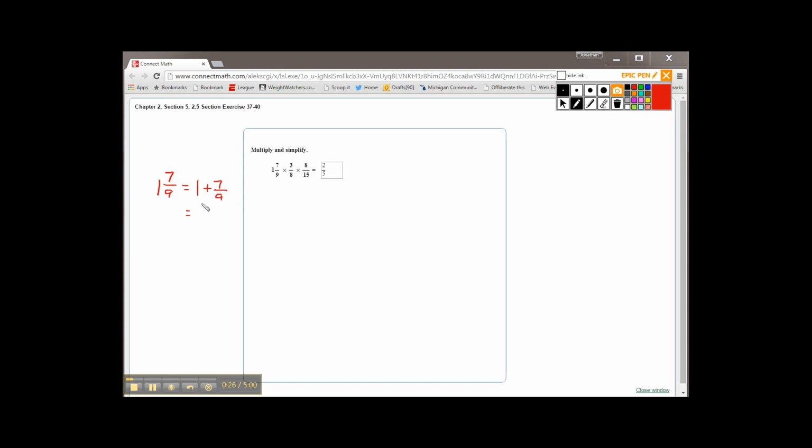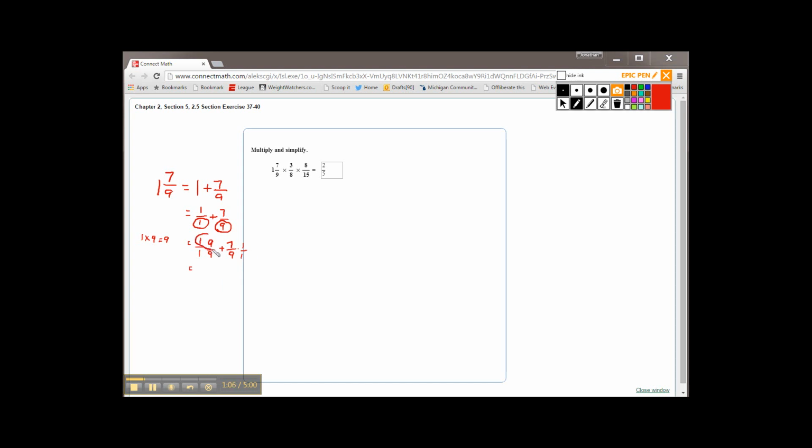Now, a lot of times people want to write this 1 as 1 over 1, so 1 over 1 plus 7 over 9. And then we need a common denominator. So we see the 1 and the 9. 1 times 9 is 9, so the common denominator is going to be 9. So I have to actually multiply by 9 over 9. And since this one is already 9, I don't have to multiply by anything, but I could multiply by 1 over 1 if I wanted to.